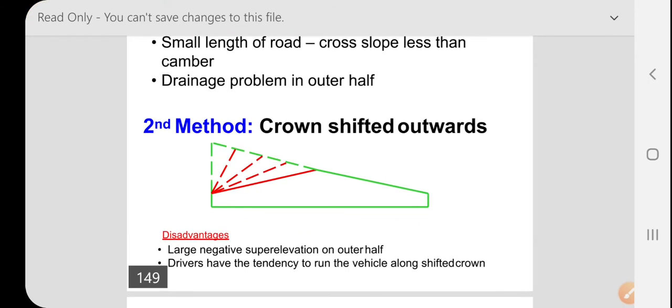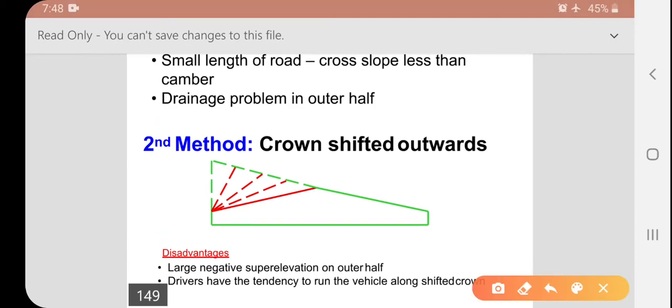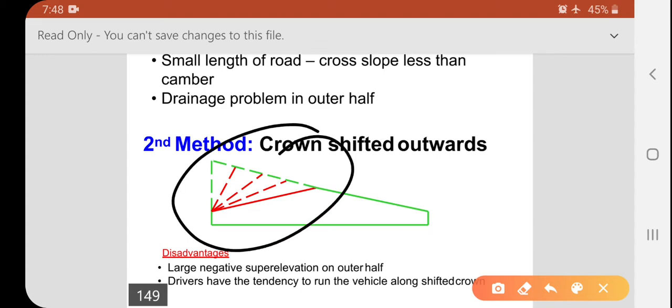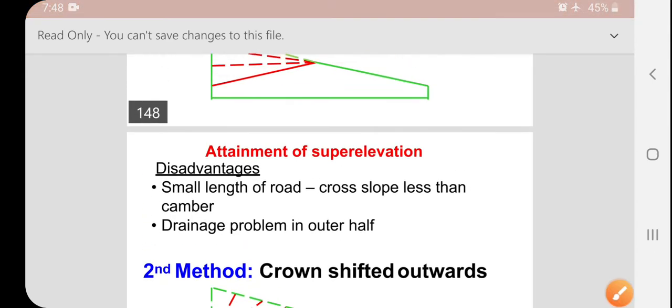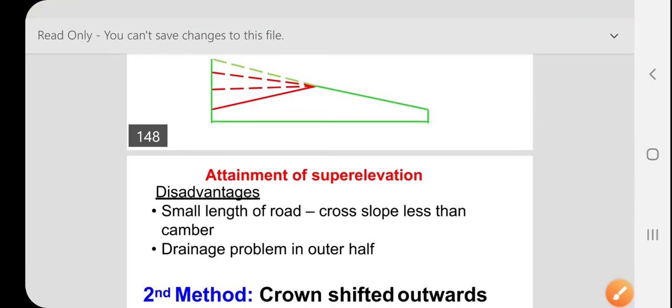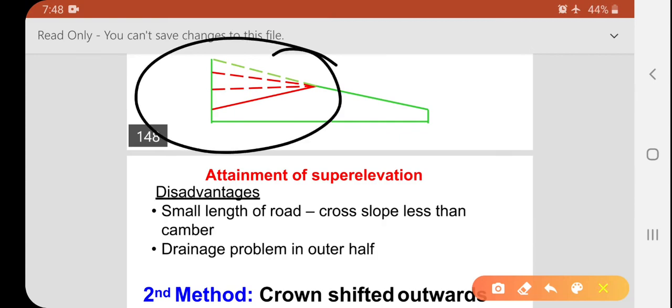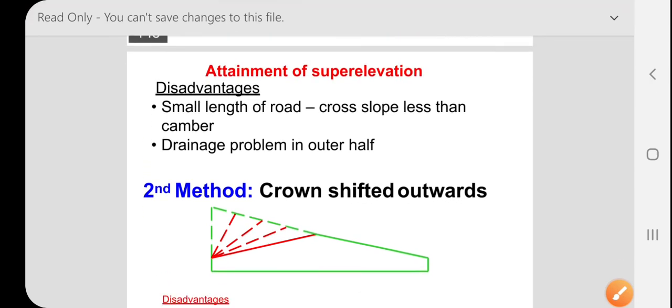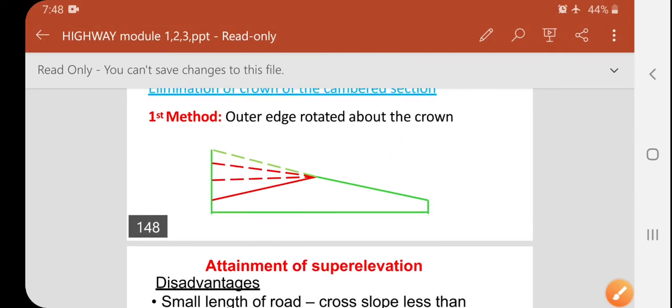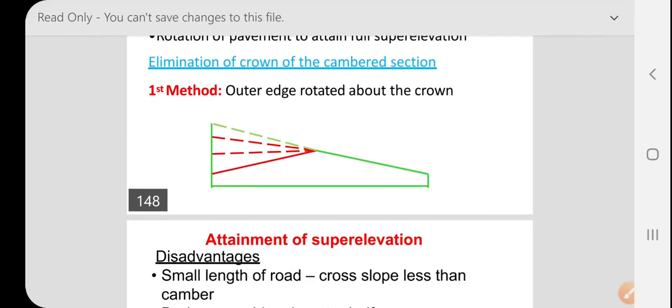Second one is crown shifted outwards. See here, we are shifting the crown outwards. See here and the previous one. Here the crown is like here, and here we have shifted the crown. By doing this we can shift the super elevation, nothing but a cambered section.